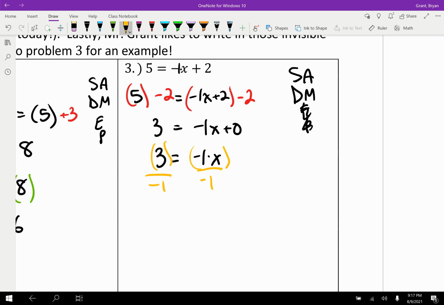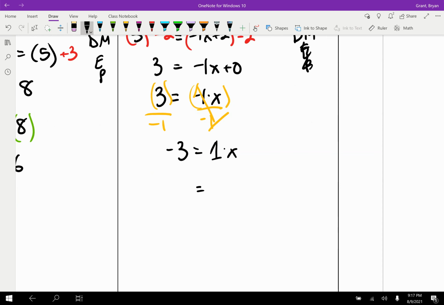Group each side, divide. A number divided by itself is 1. And so this leaves us on the right side with 1x. On the left side, 3 divided by negative 1, a positive divided by a negative is a negative. Oh, and wait, if we just have a 1 multiplying, we don't need to write that. We have our final answer. x is equal to negative 3.